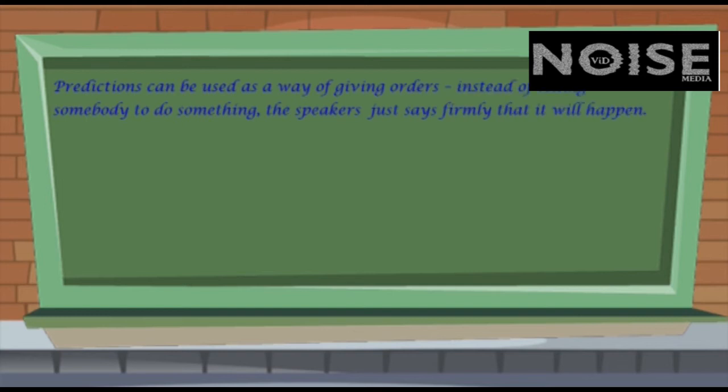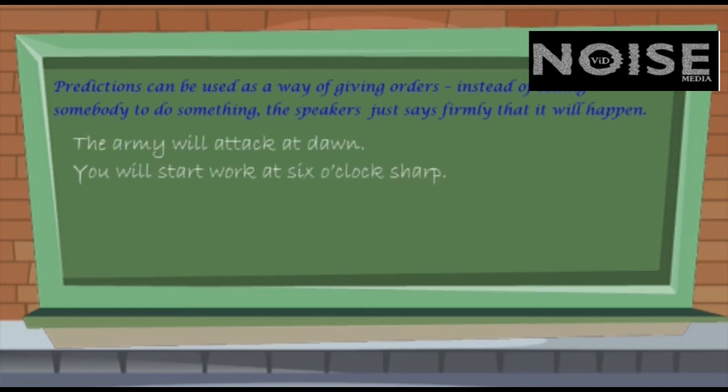Predictions can be used as a way of giving orders instead of telling somebody to do something. The speaker just says firmly that it will happen. It is common in military style orders. For example, the army will attack at dawn. You will start work at 6 o'clock sharp.